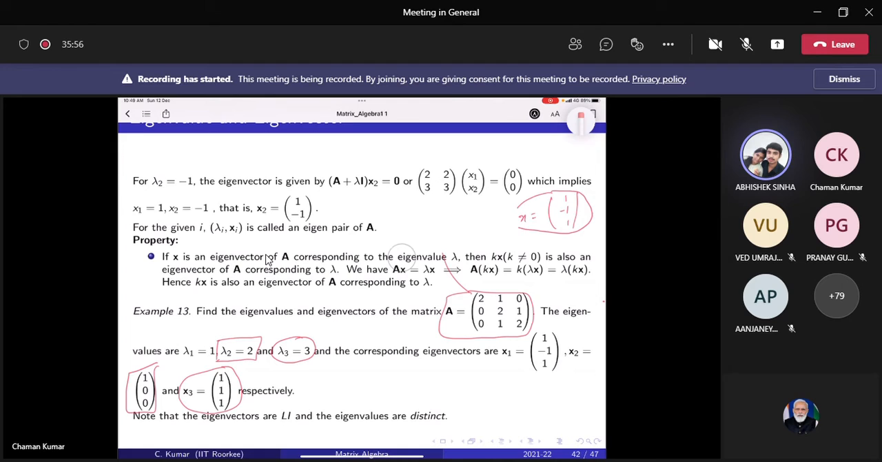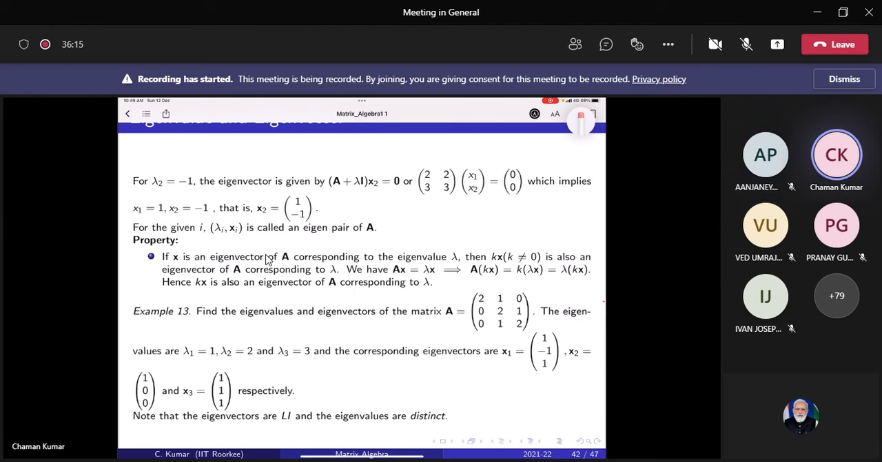Sir, corresponding to 2, I am not getting (1, 0, 0). I am getting (0, 0, 0), that means trivial. No, trivial will not come, because this is an eigenvector for an eigenvalue, so trivial is not possible. x1 can be any real number, and x2 and x3 will be 0. X1 is a free variable, so you can assign any real number. If you assign 1, then you get (1, 0, 0).